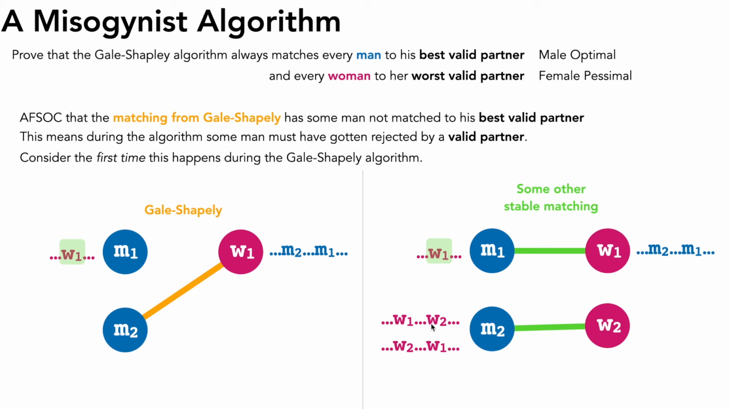We know that both of these women are valid partners for man 2, since he's matched to woman 1 in the Gale-Shapley algorithm, and he's matched to woman 2 in this other stable matching. It's hard to get any more information from this setup, so let's copy over these preferences and this woman into the Gale-Shapley setup and see what we can learn.